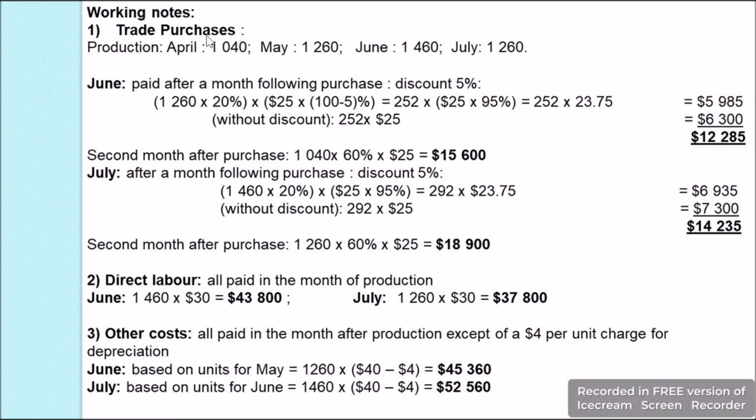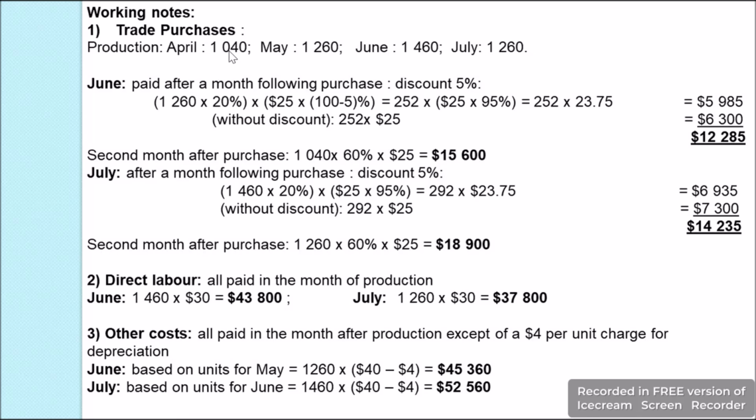Now let's start with the working. We will start with the trade purchases. We need to know the productions from the production budget. For April it is 1040 units, for May it is 1260 units, for June it is 1460 units, and for July it is 1260 units.